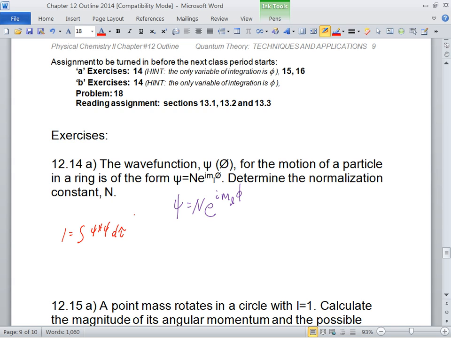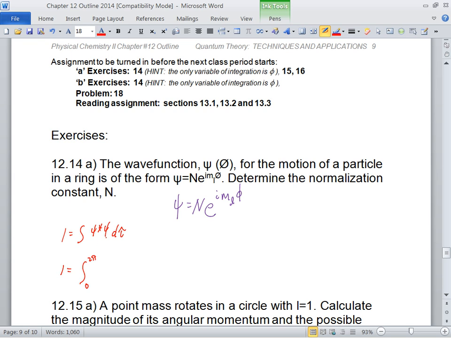Plug in the psi. Okay, so you'd write what? Well, for psi star, 1 equals the integral from what to what? The only hint you have is that the only variable of integration is phi, and the other hint is it's phi from 0 to 2 pi. So it goes 0 to 2 pi. Okay, now I keep going, Jeffrey.